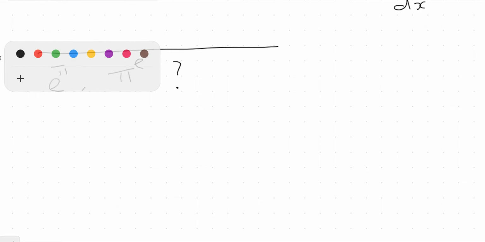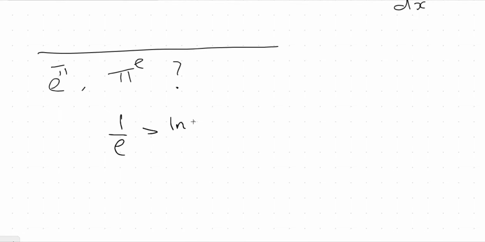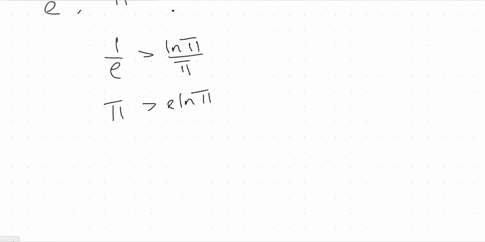So if we go down here again, we now know that 1 over e is greater than ln pi over pi. And if we just work on this a little bit, we have pi is greater than e to the ln pi. And we have, using the rules of logarithms, pi is greater than ln pi to the e.